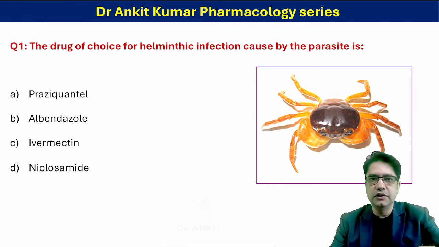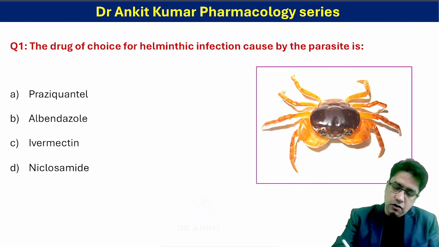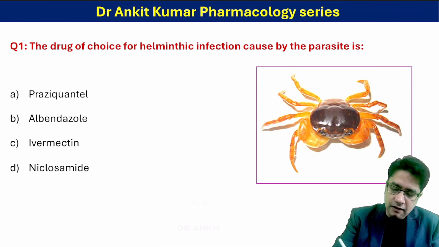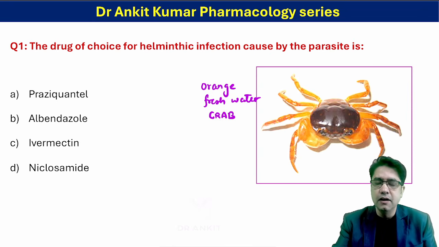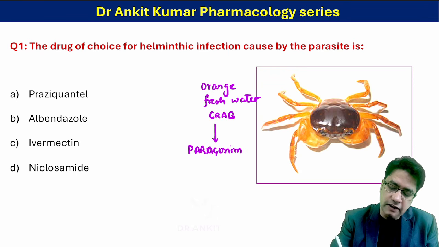The first question is the drug of choice for helminthic infection caused by the given parasite. We can see this is a crab, and the color of this crab is orange. This is an orange freshwater crab, and it is generally eaten by people as a delicacy. But when people eat this crab, it can lead to one helminthic infection known as Paragonimus. It can cause Paragonimus infection, which is known as lung fluke.